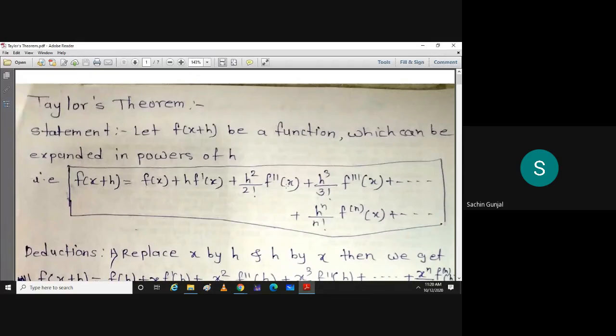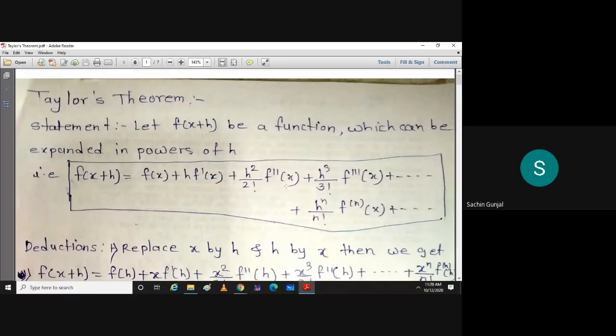So similarly, there is Taylor's theorem, defined for the function f of x. You can expand this function f of x about any point h, or about any point a.